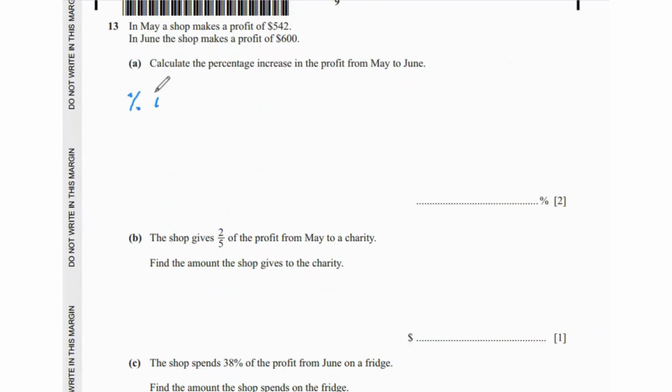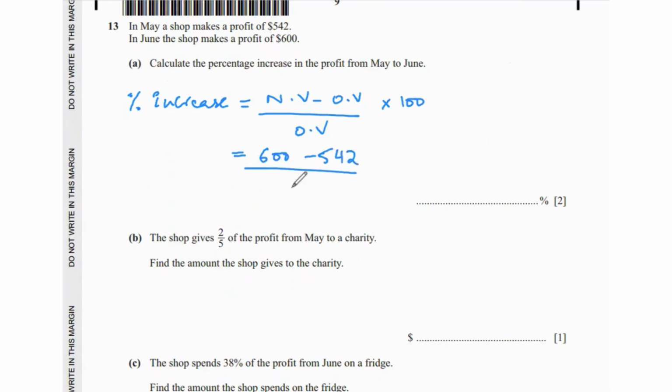So for percentage increase, as I've mentioned previously, it's new value minus old value divided by the old value times 100. New value is 600. Old value is 542. Divide by 542 times that by 100. That's going to give us 10.7%.